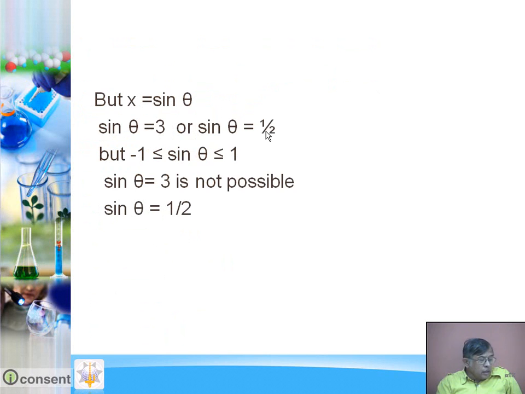Now we know that minus 1 less than or equal to sin theta less than or equal to 1, means the sin ratio is always in the range minus 1 to 1. Sin ratio cannot be greater than 1. Similarly, cos theta also cannot be greater than 1. So here sin theta equal to 3 is not possible. This value is impossible. So we should consider only sin theta is equal to half.